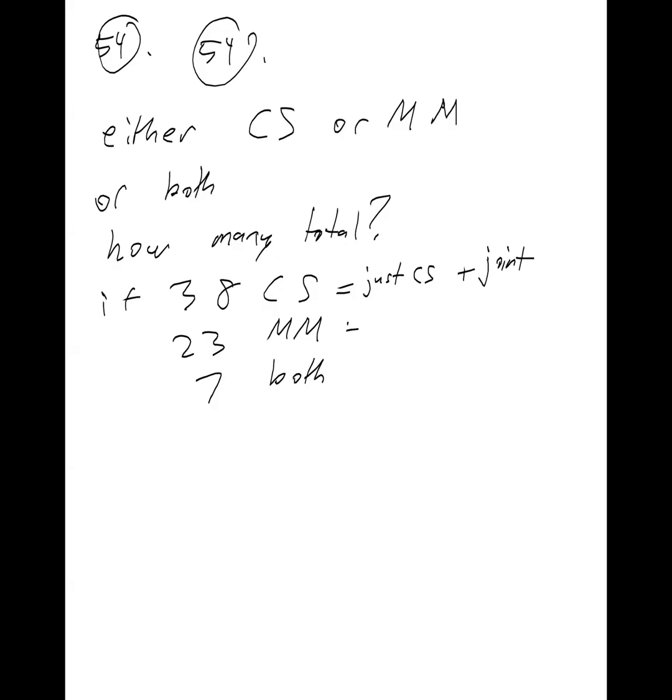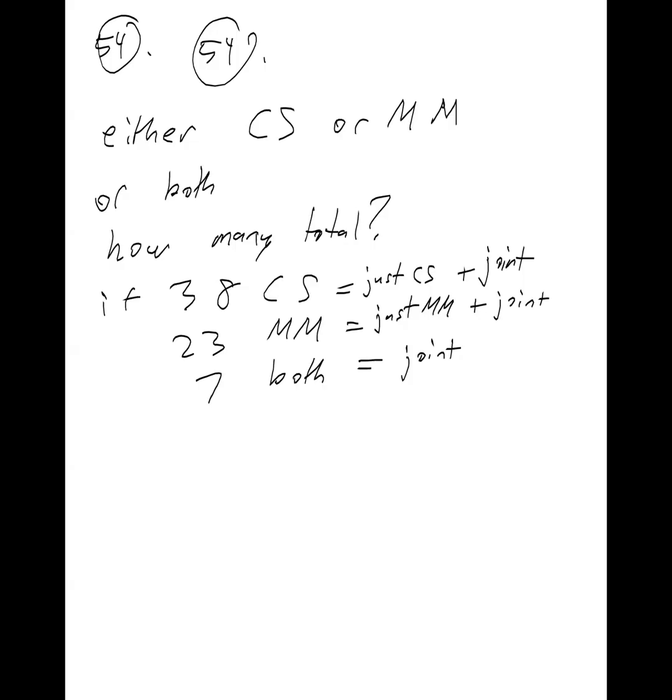And the 23 people in the class who are mathematics majors includes those who are just mathematics only, but it also includes all the same people who are jointly majoring. And of course, the number who are both includes just those who are joint majors only, right? So we can break those numbers down like that. 38 CS, 23 MM, 7 both.